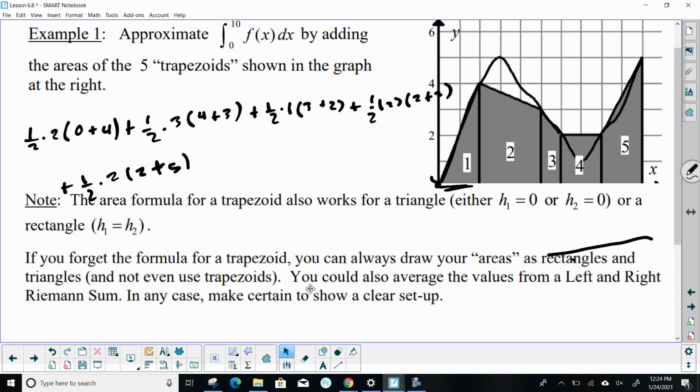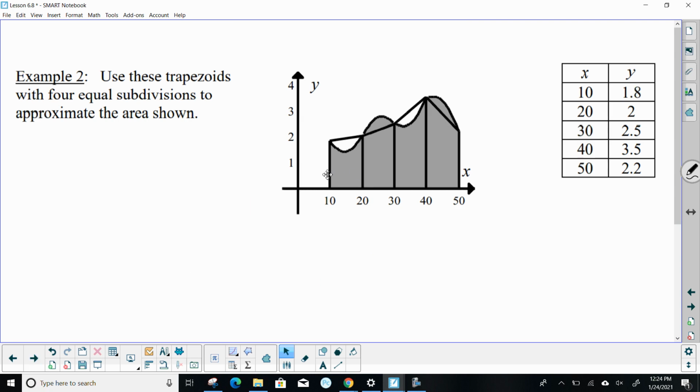Here's kind of a cool thing. I'll let you guys think about why this works. This last part says you could use the average values of a left and right Riemann sum. So with rectangles, if you took the left Riemann sum and you took the average of it with the right Riemann sum, you'd actually get the exact same thing as you would get using the trapezoid rule. So that's kind of cool. I'll let you think about and figure out why that is the way it is. Okay, let's do another example.